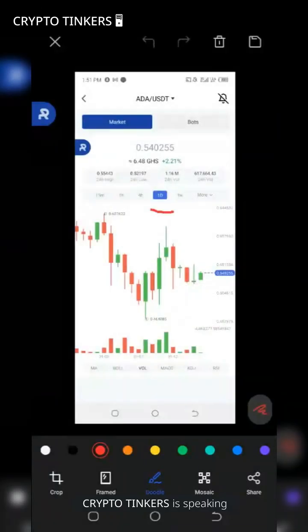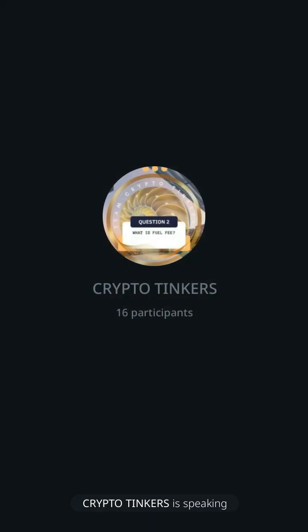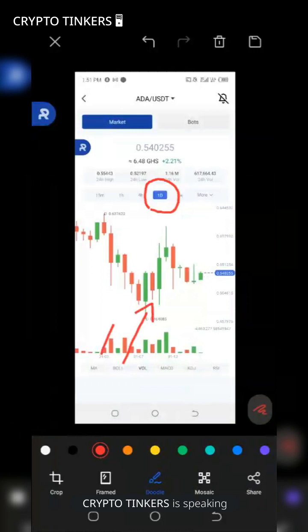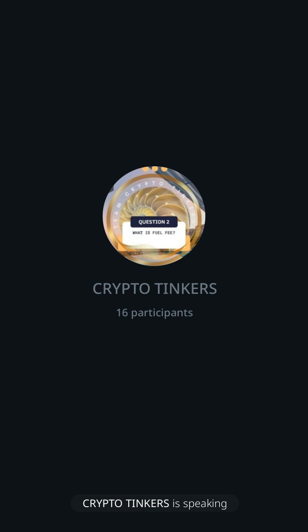See, this place is called D1, 1 day, meaning this chart, every single candlestick you see here, whether red or green, took 24 hours to form, to close like this. Each candlestick, take a close look at it. Every day's market candlestick is different.